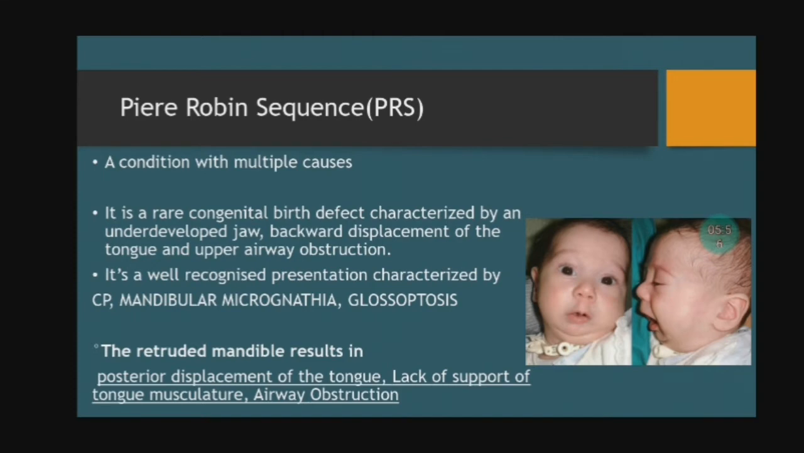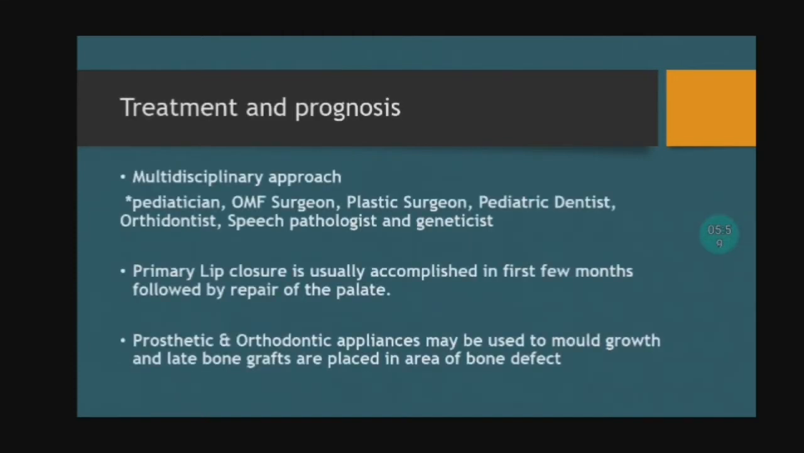airway obstruction. Treatment and prognosis. A multidisciplinary approach: the pediatrician, OMF surgeon, plastic surgeon, pediatric dentist, orthodontist, speech pathologist, and geneticist. Primary lip closure is usually accomplished in the first few months, followed by repair of the palate. Prosthetic and orthodontic appliances may be used to mold growth, and late bone grafts are placed in areas of bone defect.